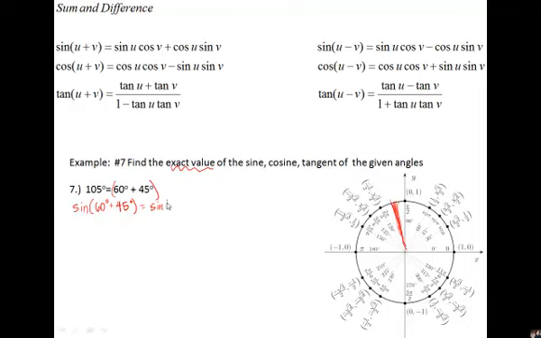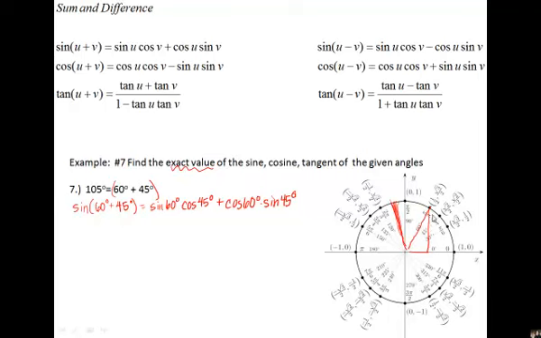So we're going to take sine of that 60 degrees times cosine of that 45 degrees, plus cosine of that first angle times sine of that second angle. Alright, so now we're going to evaluate these. Locate where 60 degrees is. It's right here.